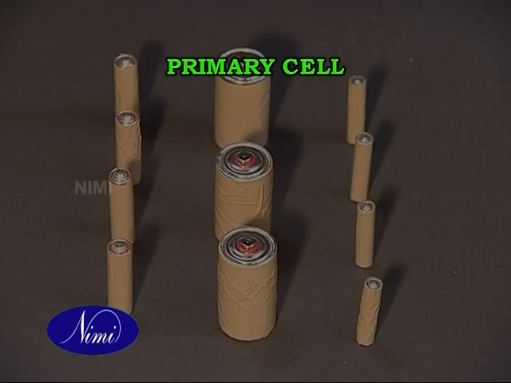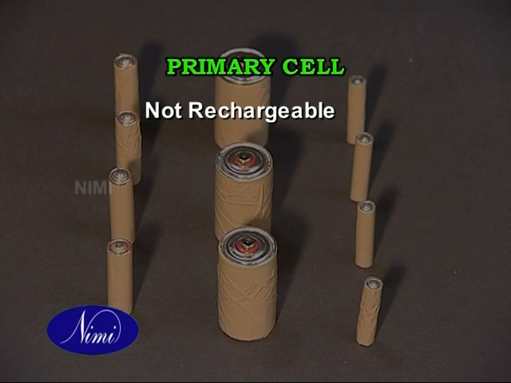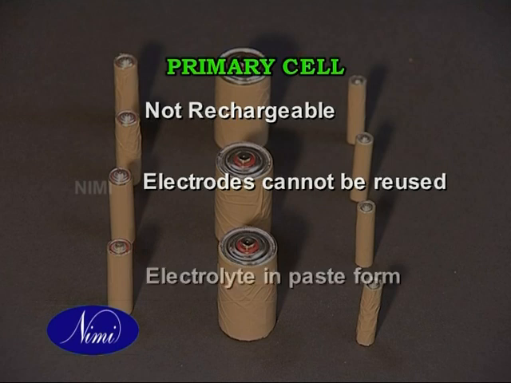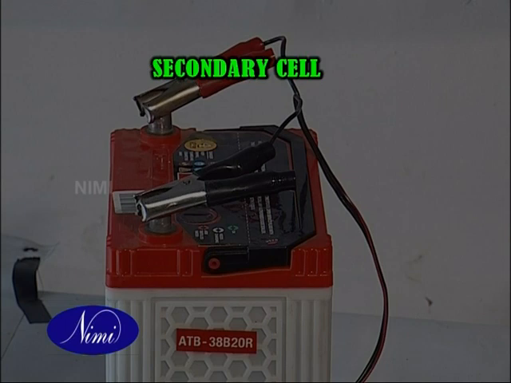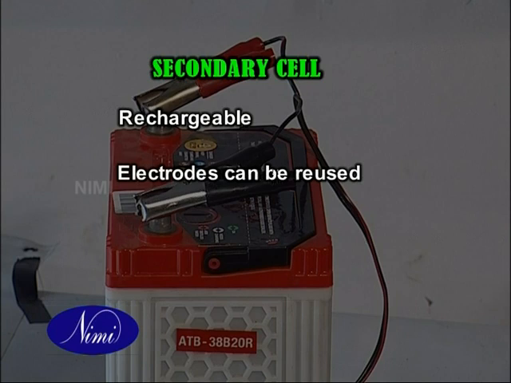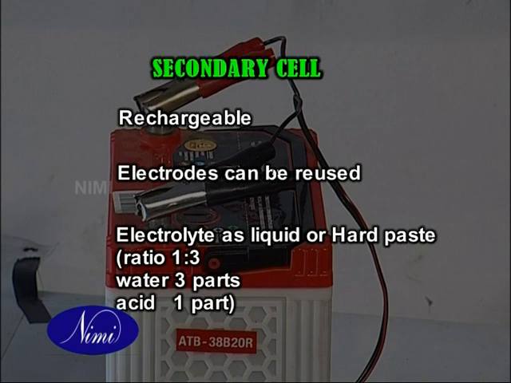Primary cell. Primary cells are not rechargeable. The electrodes cannot be reused. The electrolyte is in a paste form. Secondary cell. The secondary cells are rechargeable. The electrodes can be reused. The electrolyte is in liquid or hot paste form in the ratio of 1:3, where water is 3 parts and acid is 1 part.